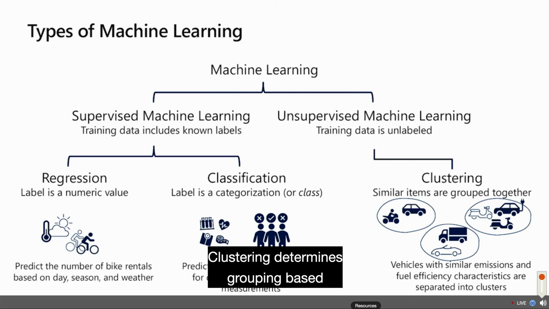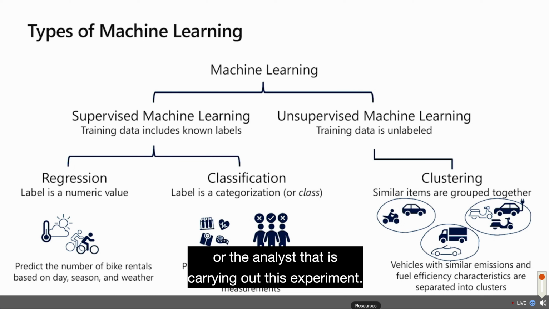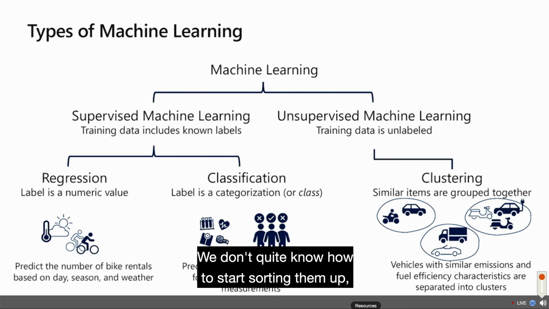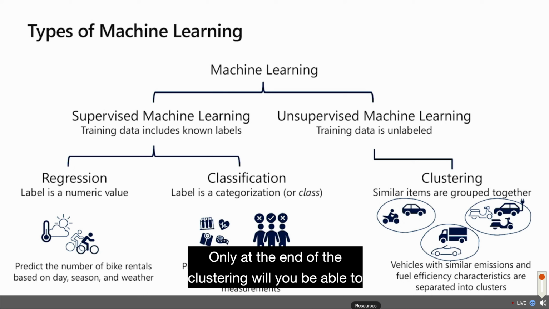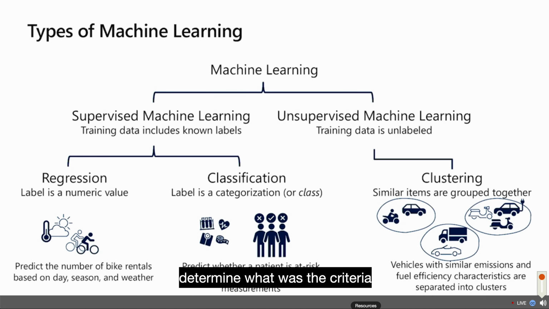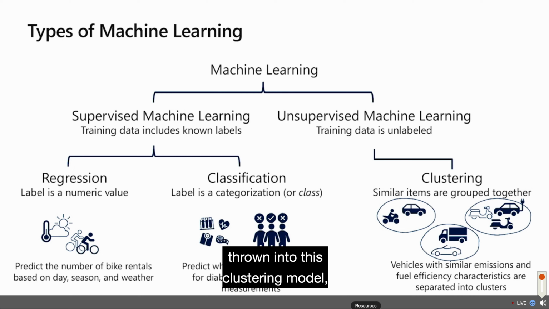Clustering determines grouping based on how similar these data points are to each other, with no guidance from the scientist or the analyst that is carrying out this experiment. So imagine we have a table with data about 10,000 vehicles. We don't quite know how to start sorting them out. So we just throw this data into a clustering model and just indicate the number of clusters you'd like to see and let it do its magic. Only at the end of the clustering will you be able to determine what was the criteria that the algorithm picked up on.